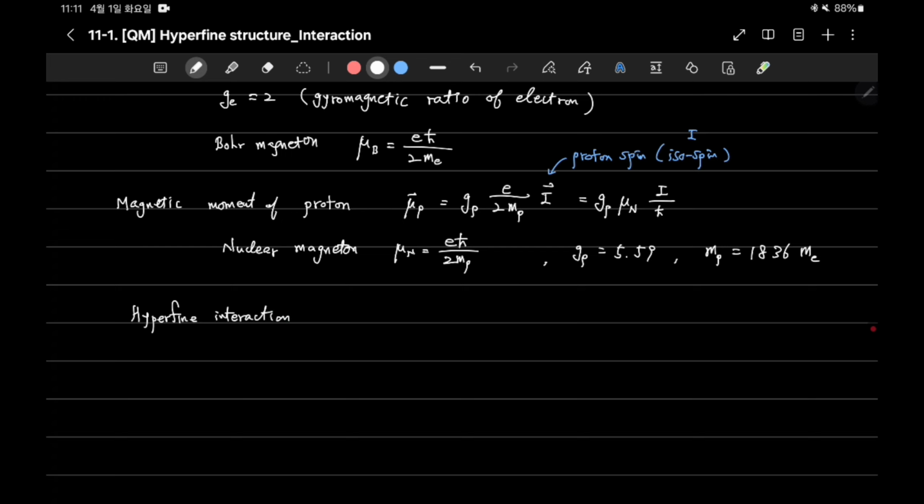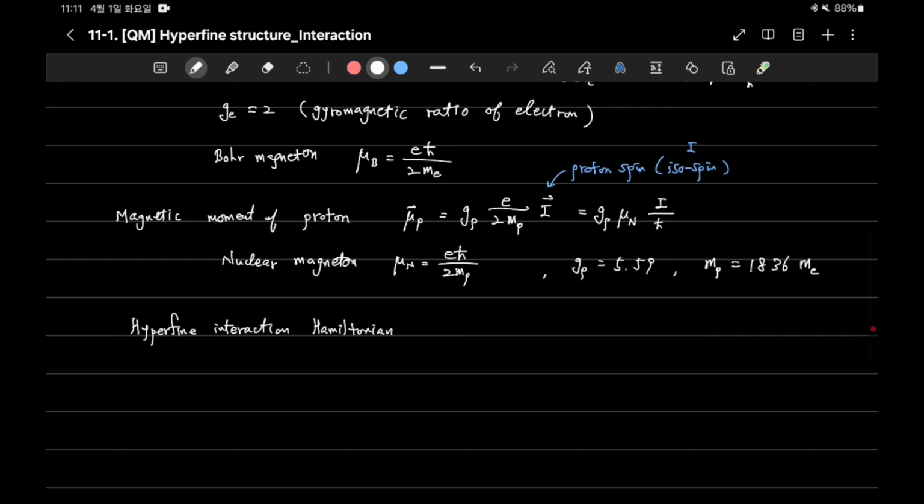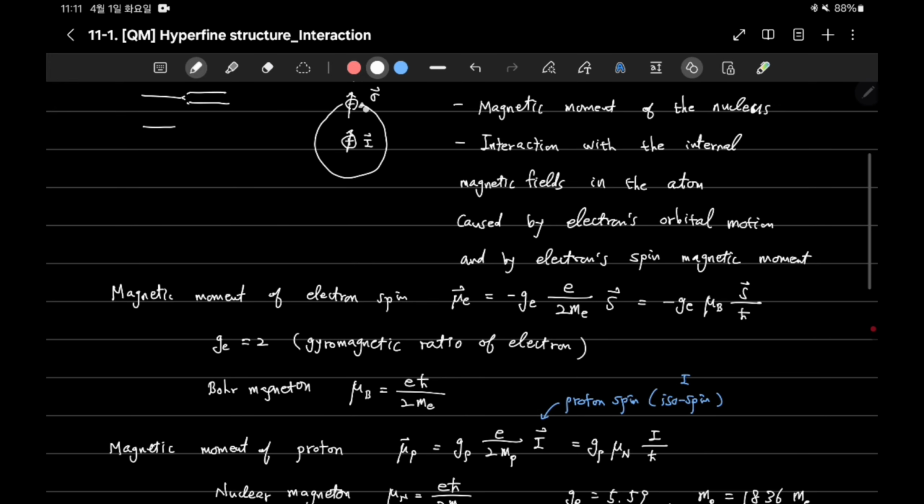Hyperfine interaction Hamiltonian is the interaction between the proton and the electron. In the electron case, there are several interactions. The first is the interaction between the electron orbital angular momentum and the spin. The other is the dipole-dipole interaction of the electron and nucleus. We should think of the magnetic dipole interaction as well as the orbital angular momentum interaction.